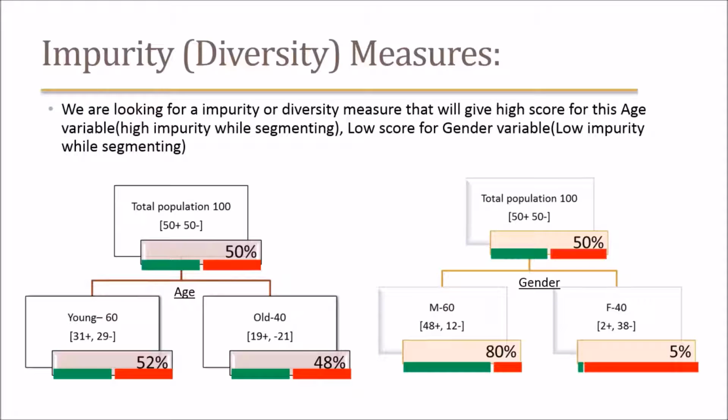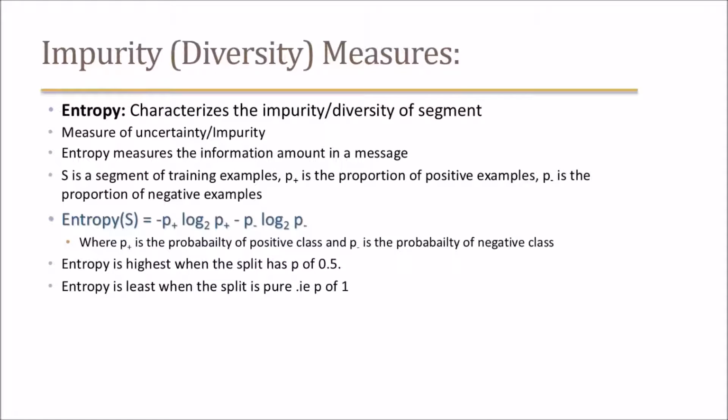We can look at the segments based on gender and say yes, the male segment is a buyer segment, the female segment is a non-buyer segment. So gender is really adding value to our segmentation. Age is not. So we are looking for an impurity measure. Is there any mathematical formula?